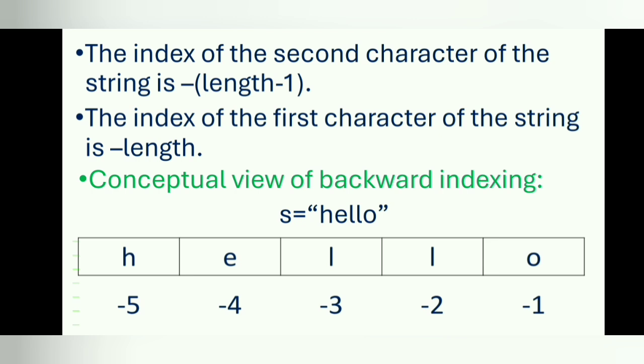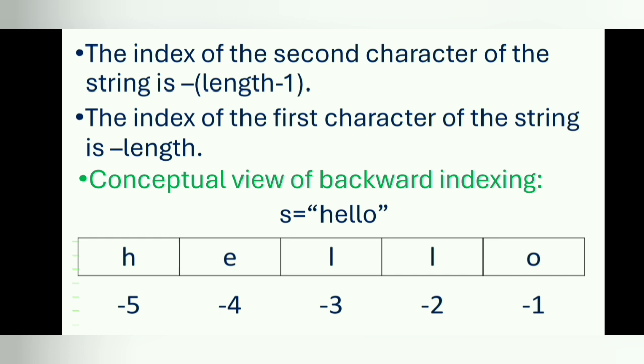Conceptual view of backward indexing. The integer value -1 refers to the last index in a string. The value -2 refers to the second to last index in a string, and so on. Therefore, in the string of n characters, the first character has an index of -n. Since -0 is the same as 0, negative indexes start from -1.